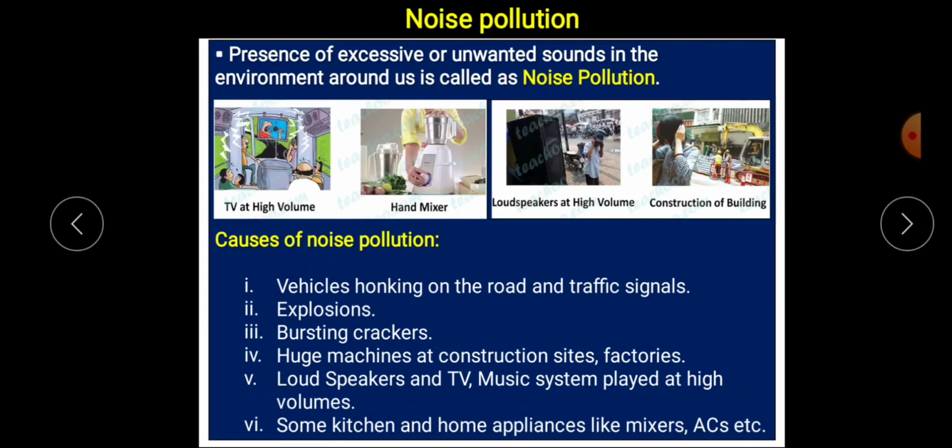Now, what can be the causes of noise pollution? Vehicles honking on the road and traffic signals, explosions or bursting crackers, huge machines at construction sites, factories, etc., loudspeakers and TV, music systems played at high volumes, or some kitchen and home appliances like mixers, ACs, etc. As all of these produce loud sounds, they produce noise and lead to noise pollution.